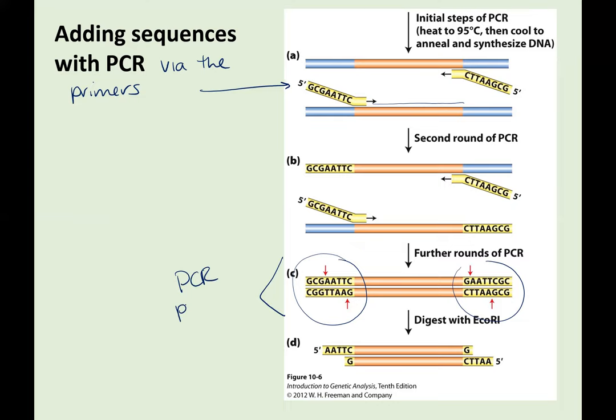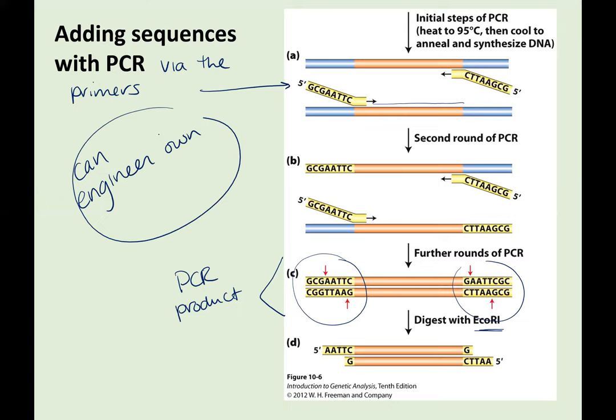Now you can cut with EcoRI because you've just created that site. So it's really cool that you can engineer your own restriction sites onto primers for PCR.